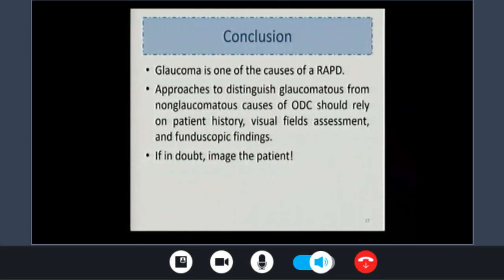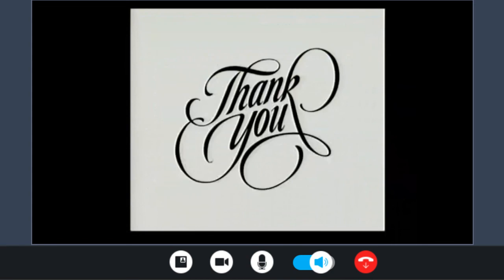However, if you have a clear cause, like in our patient, there was a clear cause, clear glaucoma, there is no need to stress the patient, or make the patient pay for expensive tests for nothing. Thank you.